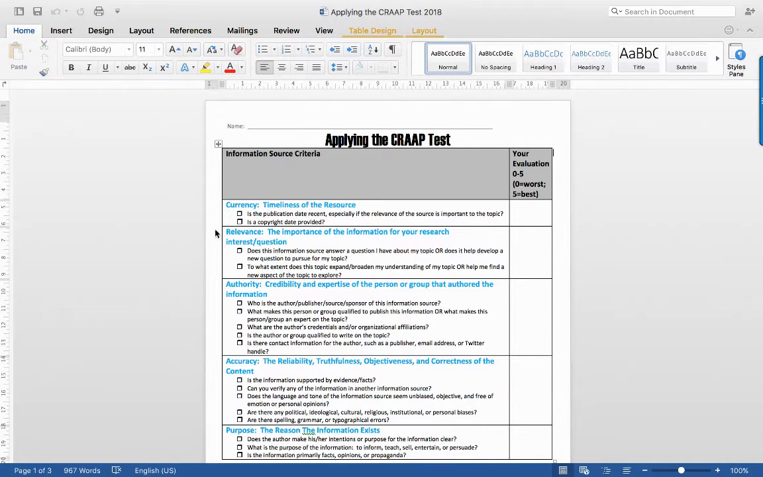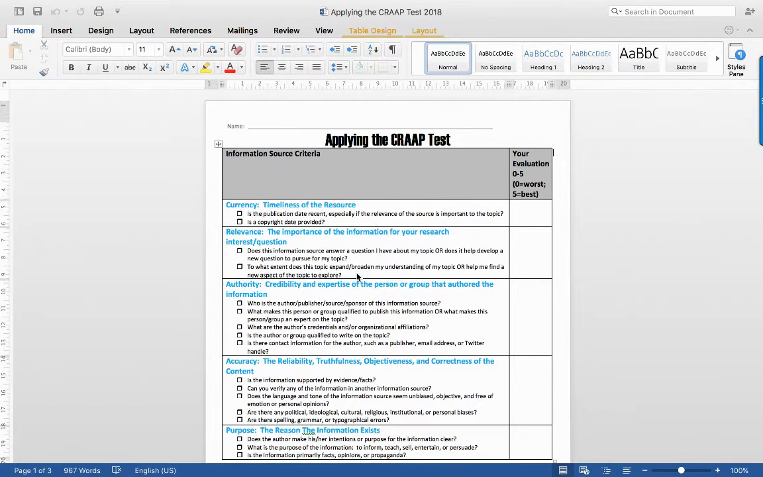You want to consider the relevance of the source as well, the importance of the information for your research or interest question. Does this information actually answer your question, or does it help you pursue a new way of looking at your topic? To what extent does it expand or broaden my understanding of this topic, or help me find a new aspect of the topic to explore?